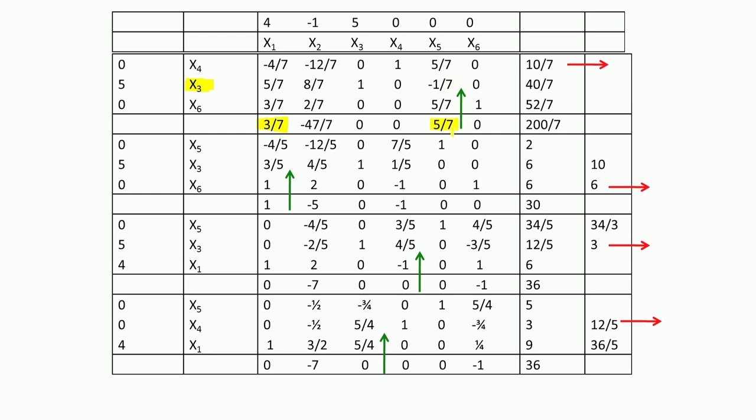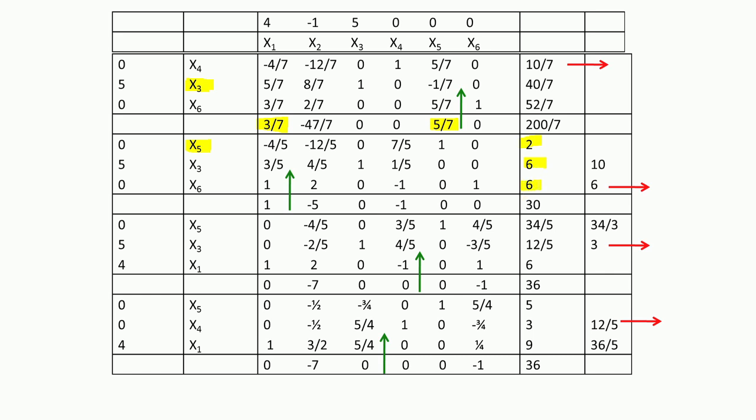Now to find out the leaving variable, 10 by 7 divided by 5 by 7 is 2, 52 by 7 divided by 5 by 7 is 52 by 5. So 10 by 7 variable x4 will leave the solution. Then we move to the next iteration. So x5 will enter, x4 will leave, you can see this, x5 has entered, x4 is not in the solution. Now the solution is x5 equal to 2, x3 equal to 6, x6 equal to 6, which is also feasible here.